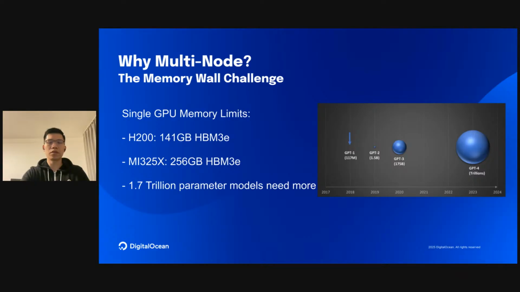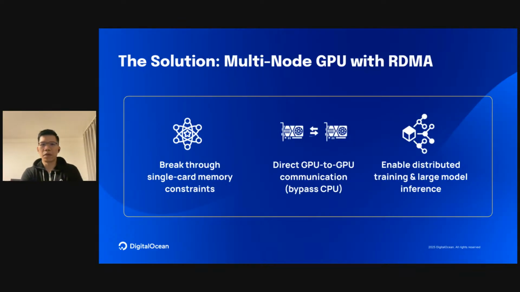So what is the solution? The solution is multi-node GPU with RDMA. RDMA stands for Remote Direct Memory Access. With multiple GPUs, it can break the single-GPU memory constraint. And with RDMA, it can enable communication between GPU and GPU, bypassing the CPU.